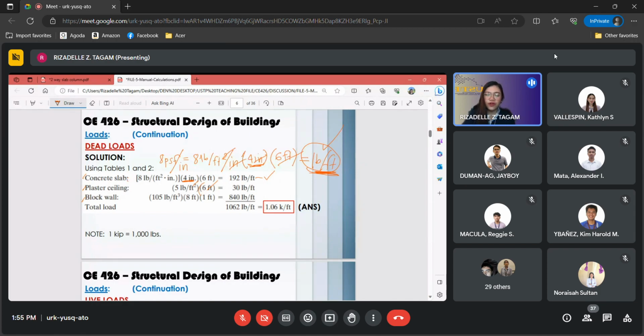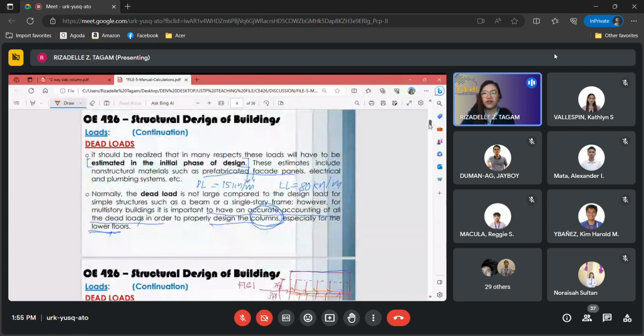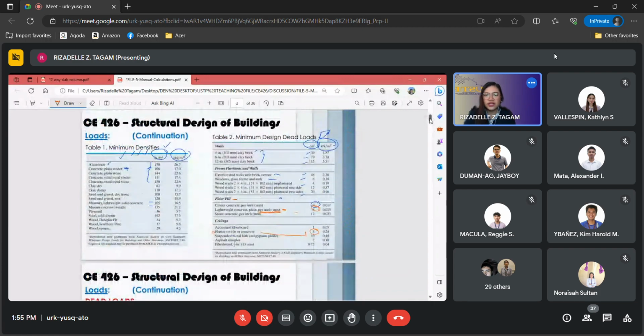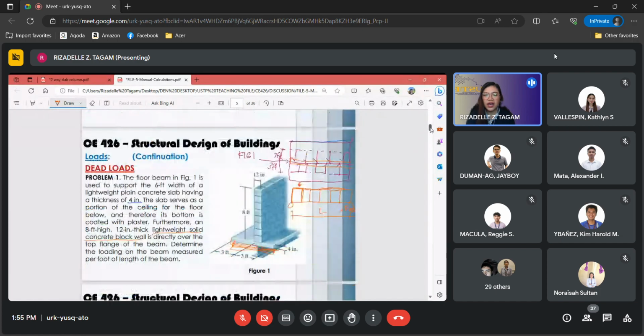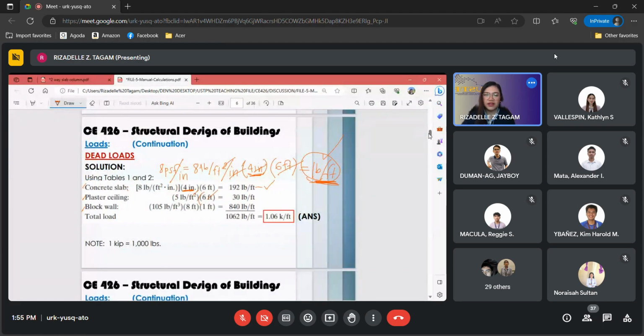And then for our wall, the specified material to use is lightweight solid concrete block wall. We will look for it. We can't use clay, because it's not clay that we will use. We will use light concrete. Light solid concrete masonry. So the load is 105 pounds per cubic feet. Remember, the unit we use is density, because it is cubic feet.